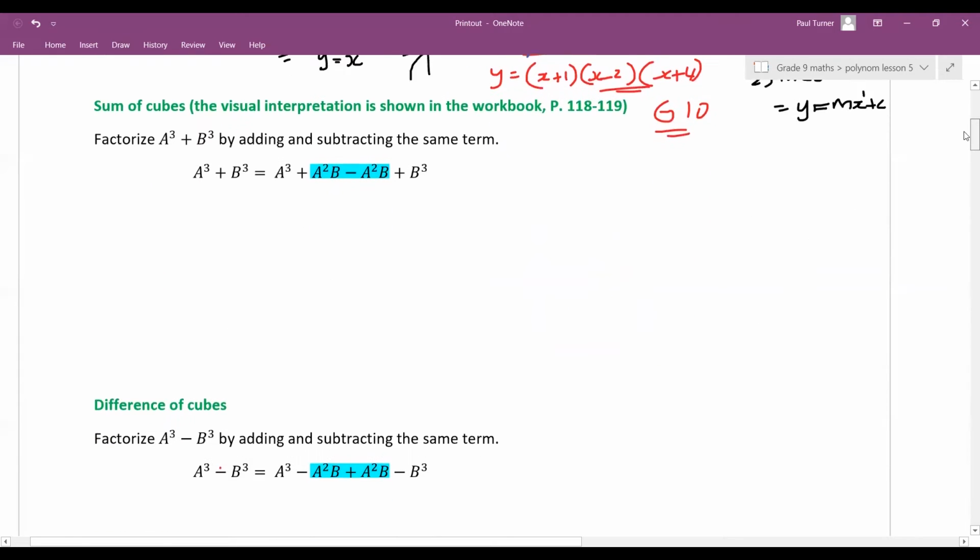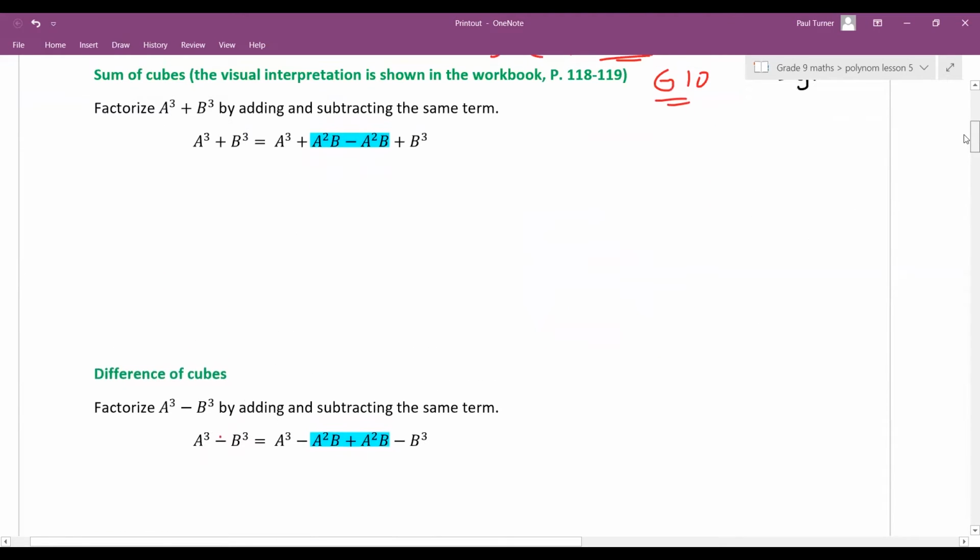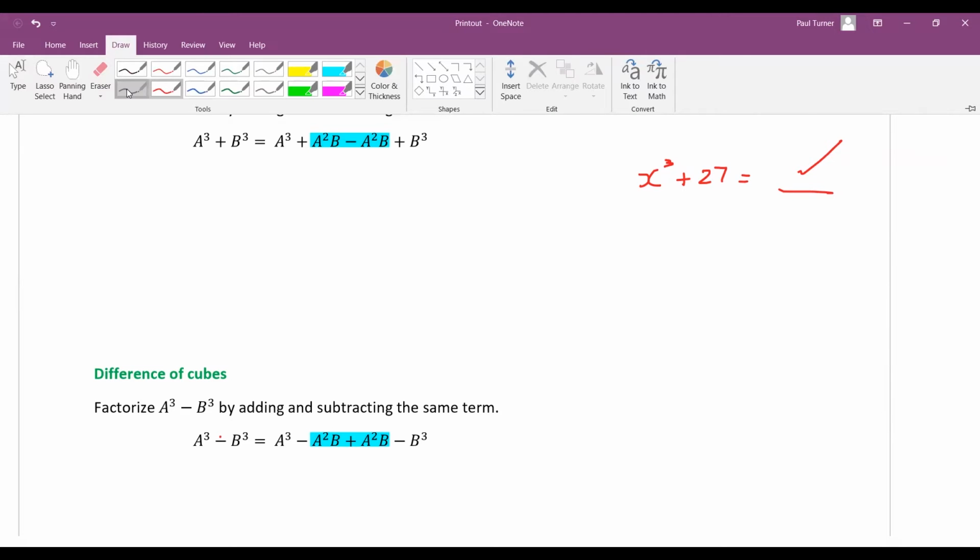But today we're more interested in, for example, something of the form a cubed plus b cubed. So for example, can you factorize x cubed plus 27? And we can factorize this, even though it doesn't look like it's got any common factors. We'll learn how to do that now. And you'll see this again in grade 10, these kinds of problems.